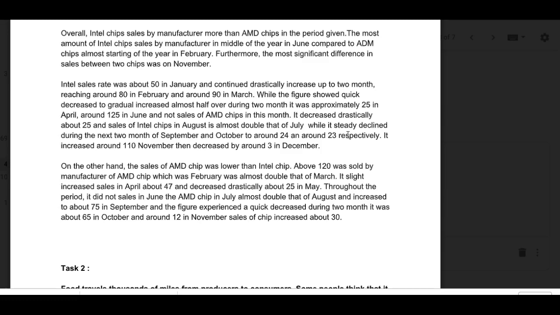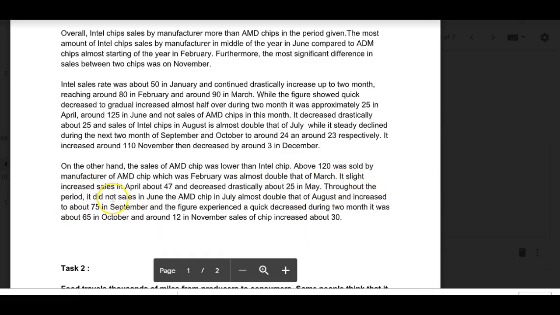On the other hand, the sales of AMD chips were lower than Intel chips. Above 120 was sold by AMD in February, okay, which was almost double that of March. It slightly increased sales in April to about 47 and decreased drastically to about 25 in May. Throughout the period, what does that mean, throughout the period? That doesn't make sense, so get rid of that.